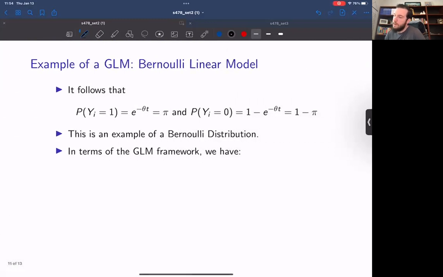So we can say that the probability that yi is equal to 1 is equal to e to the negative theta t, which is equal to pi. Okay, so the probability of the words being related. And the probability of yi equal to 0 is equal to 1 minus e to the negative theta t, which is equal to 1 minus pi. So the probability that the words are not related. That word i is not related specifically.